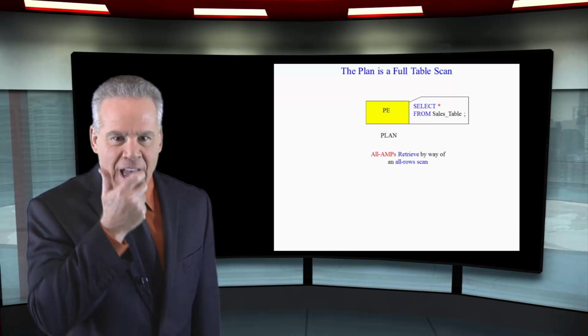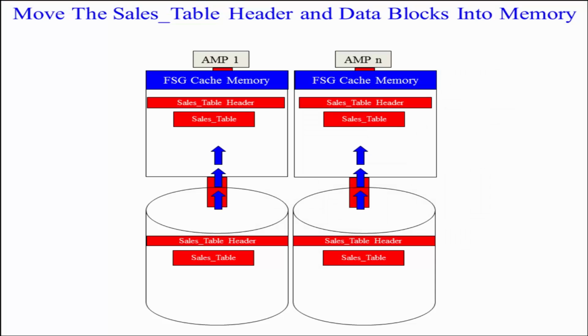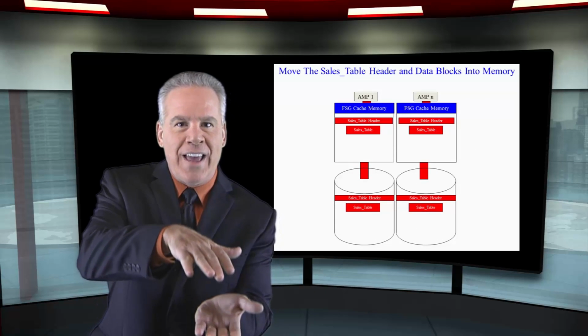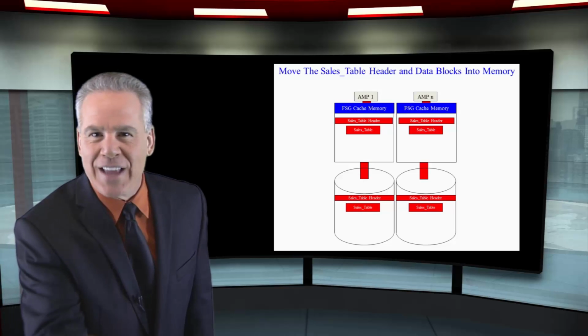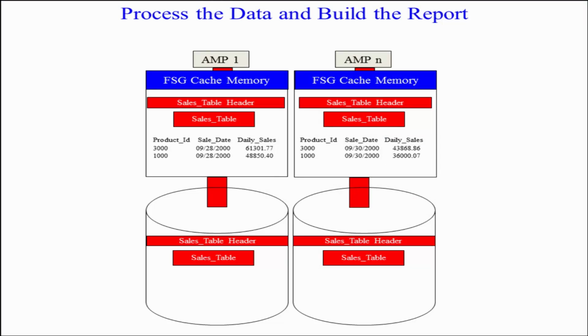I said move it. I want you to go out and I want you to bring the blocks of the sales table into FSG cache. And every AMP goes out, grabs their sales table block, puts it into their FSG cache. File system generating cache. That's their memory. And then they begin to process, and they got the product ID. They got the daily sales column. They got the sale date, and they build that report.